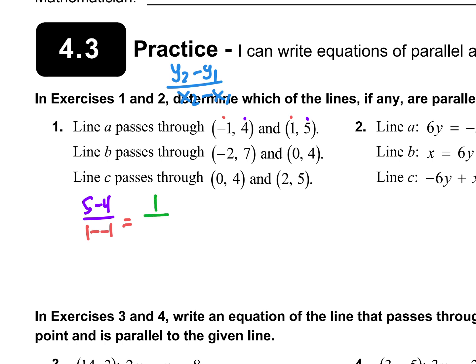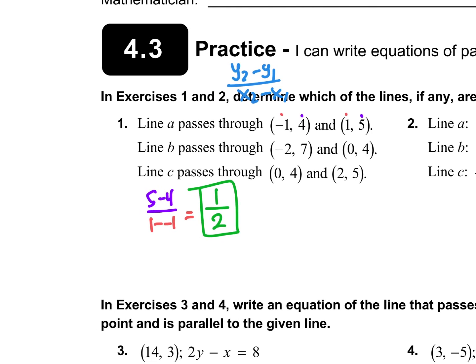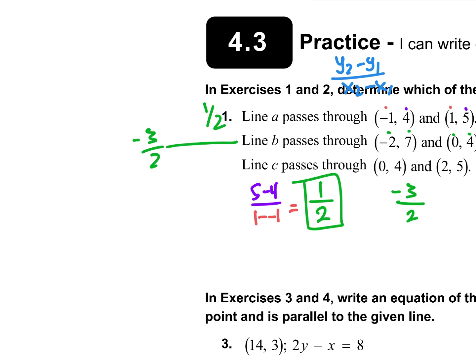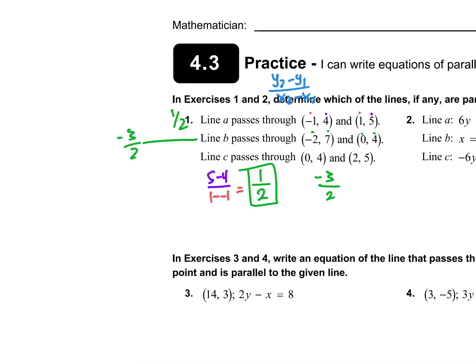5 minus 4 is 1. 1 minus negative 1 is 2. That's the slope of this first one. So here I'm going to write that out next to it, 1/2. This one passes through 4 and 7. That's negative 3. 0 minus negative 2, that's positive 2. So this guy is negative 3 over 2. Okay, and then the next one, 5 minus 4 is 1, and 2 minus 0 is 2, so 1/2. So I'm going to go ahead and say that these two are parallel to each other.